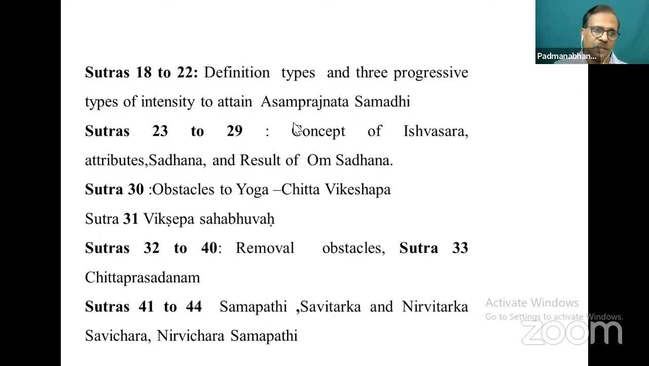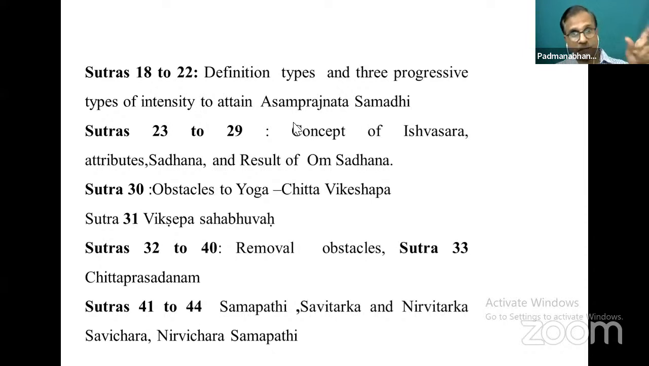So for Sutra 23 to 29, you have to make a chart like this for each and every chapter. Sutra 18 to 22: definition, types, and three types of intensity to attain Sampratnada Samadhi. And Sutra 23 to 29: the concept of Ishvara. And this is the main difference between Sankhya philosophy and yoga philosophy. Yoga darshana is an offshoot of Sankhya.